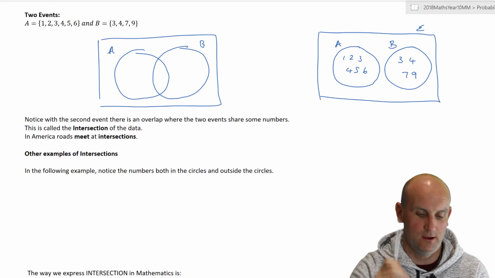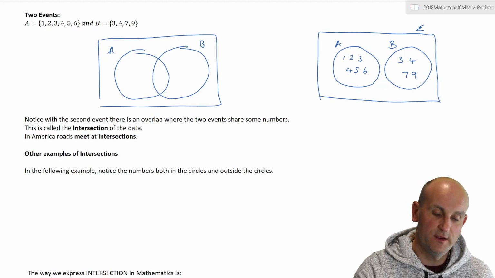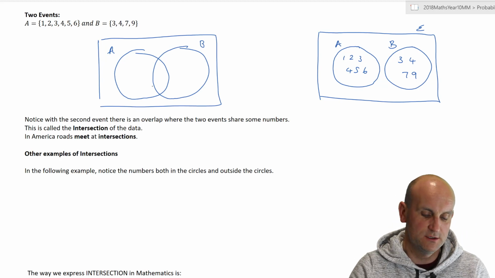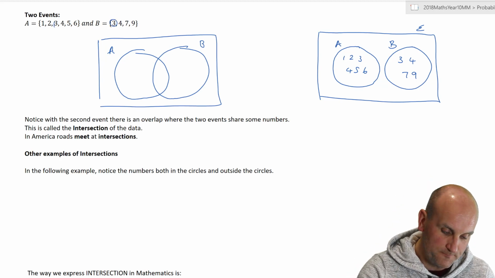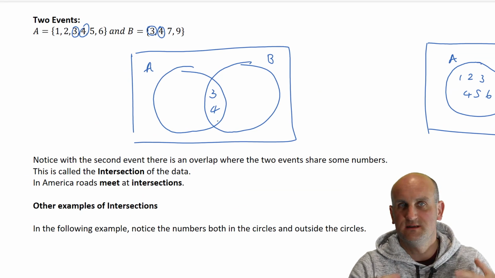So, what I'm now going to do is, first things first, the overlap, those bits where the two circles cross, I'm going to write the numbers that are shared. We see that there's a 3 in both of them, so I'm going to write a 3 there, and there is a 4 in both of them, so I'm going to write a 4 there. They are the numbers that are shared.